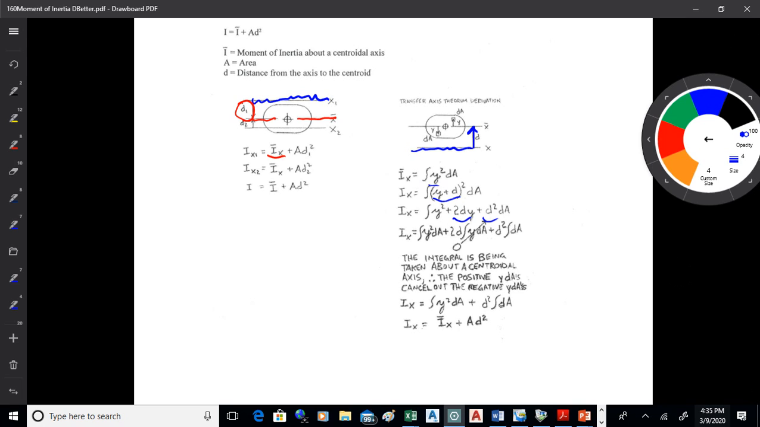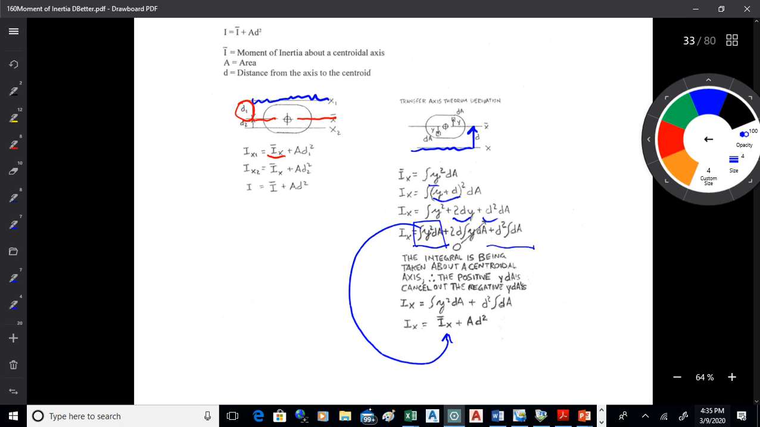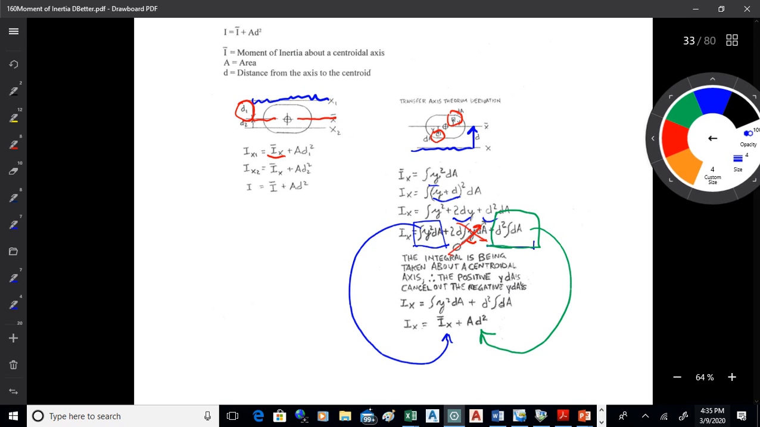Okay, I can distribute the dA through. I'll get y squared dA, the integral here. That's just I bar x. Then I've got d squared times the integral of dA. Well, the integral of dA is just A, so that's A d squared. And that term in the middle is going to cancel out, because I got a y dA. For every dA below the axis, I got a dA above the axis, because that's the centroidal axis. Those things will just balance out and zero out when I add them all up. So that middle term goes away. So there's the derivation of that.